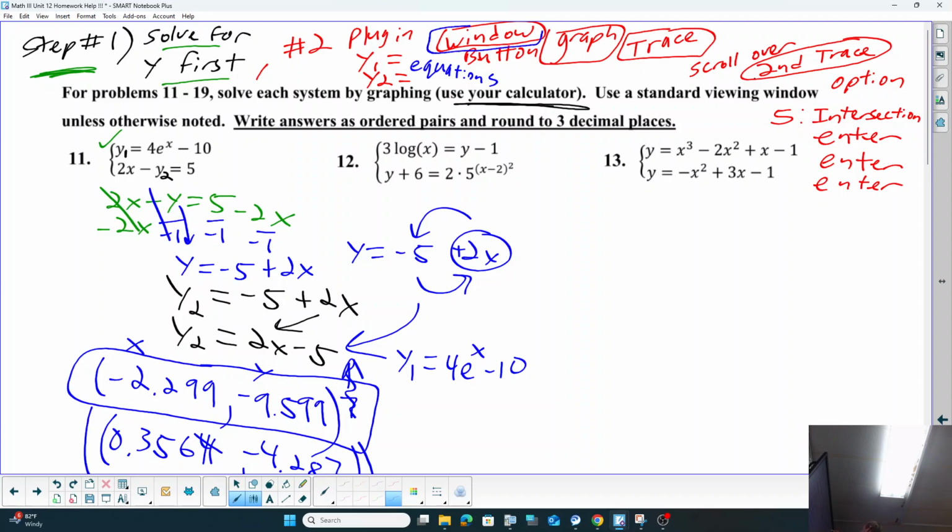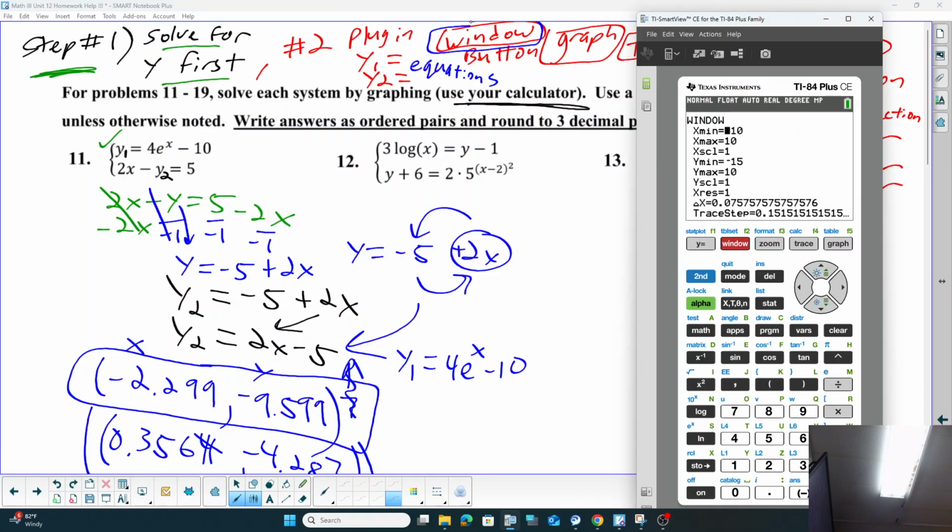Then you're going to hit the window button. When you hit the window button, you can change your y min, your y maximum. So before, I pushed zoom 6, which gave me a 10 by 10 graph. Then I noticed that my intersection was way down there. It's kind of hard to see. So I went to the window and I lowered my y minimum to like negative 15 or something. And then I pushed graph. Oh, you can see it better now. Right? So what do you do next?